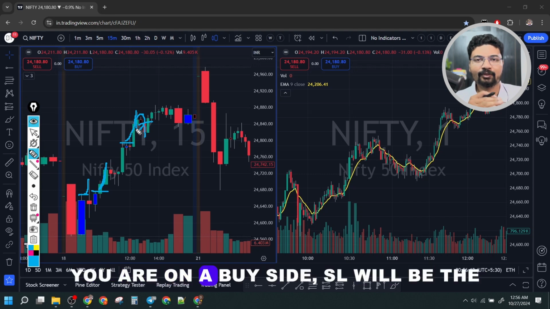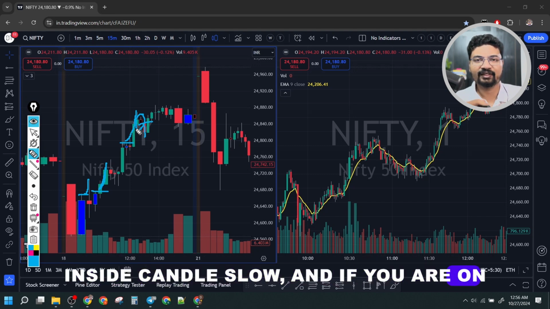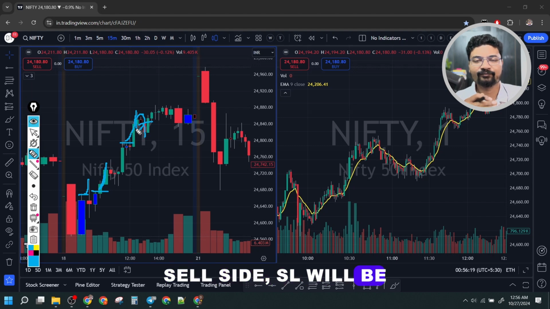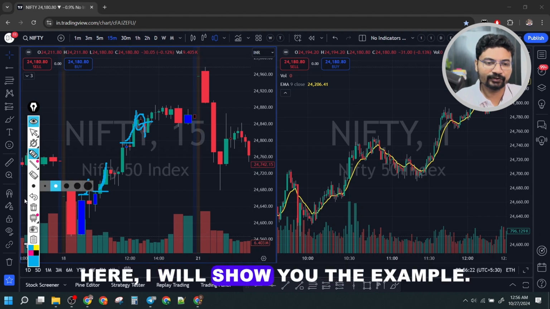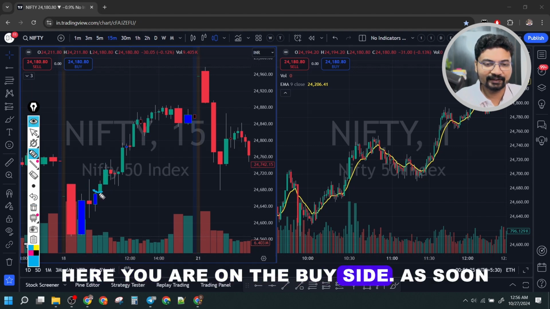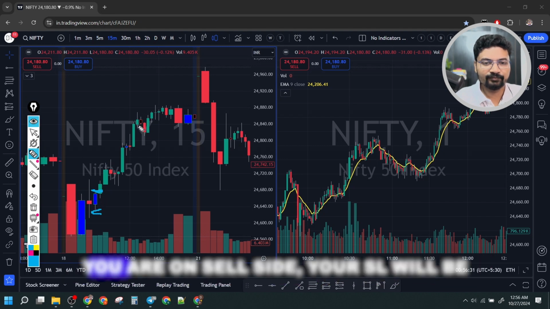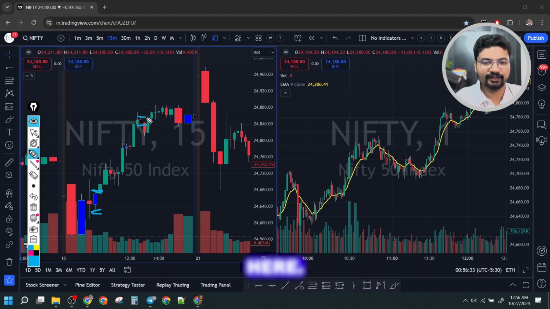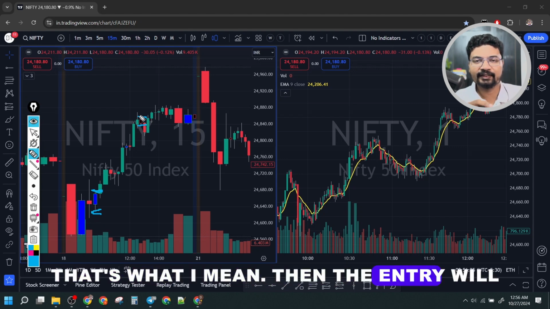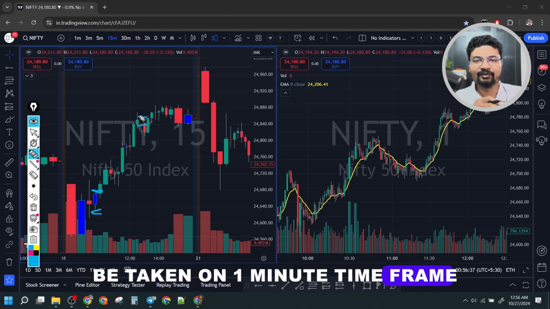If you are on the buy side, SL will be the inside candle's low, and if you are on the sell side, SL will be on the high. Here I will show you the example. Here you are on the buy side. As soon as the high is broken, your SL will be here. Here you are on the sell side, your SL will be here. That's what I mean.